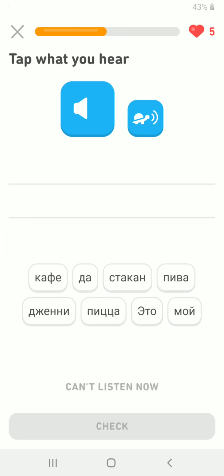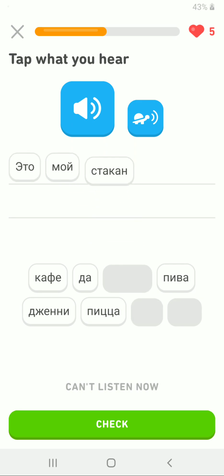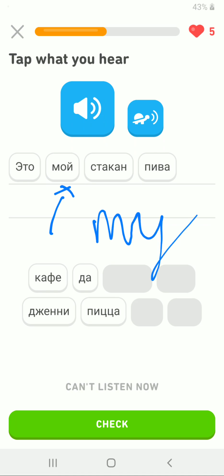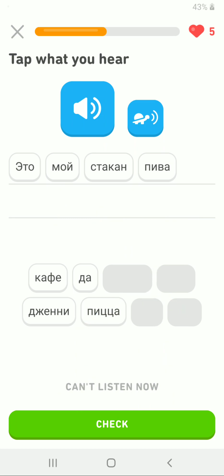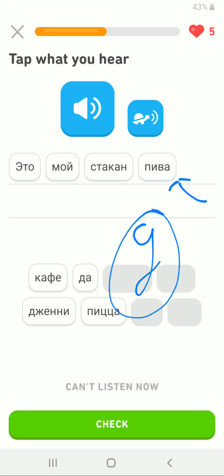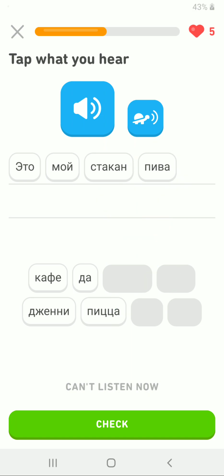Okay. And what else do we have? Это мой стакан пива. Here is very interesting. We have my, in the masculine singular, because стакан is masculine and it is singular. It's not like стакани. And пиво here is in genitive form. Why? Because what kind of стакан it is? It is a glass of beer. And пиво is not with an O, but with an A here. Remember, in genitive, you have O becoming A, and A becoming E.